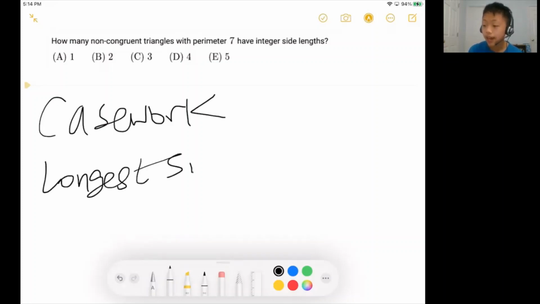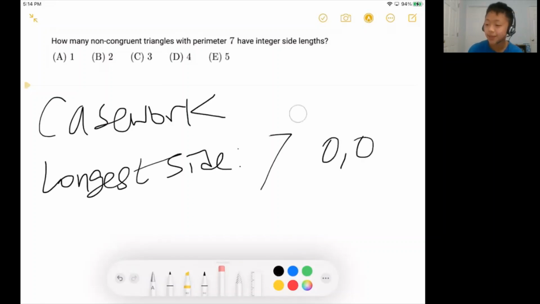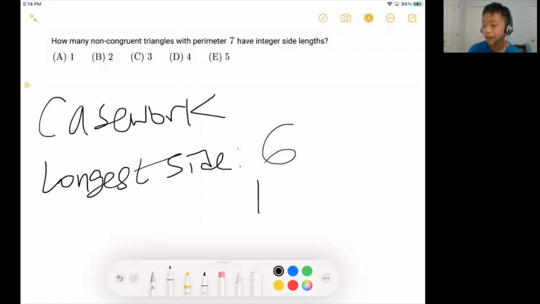Technically the length of the longest side could be 7, but then the other 2 side lengths have to be 0 and 0. That doesn't make any sense, so you can disregard that. If the longest length is 6, then the sum of the other 2 lengths has to be 1. That doesn't make sense either, because then you would have lengths 1 and 0, and you can't really have a length of 0. That doesn't work.